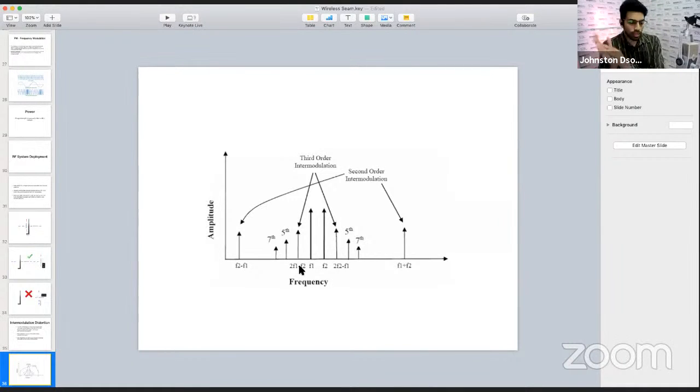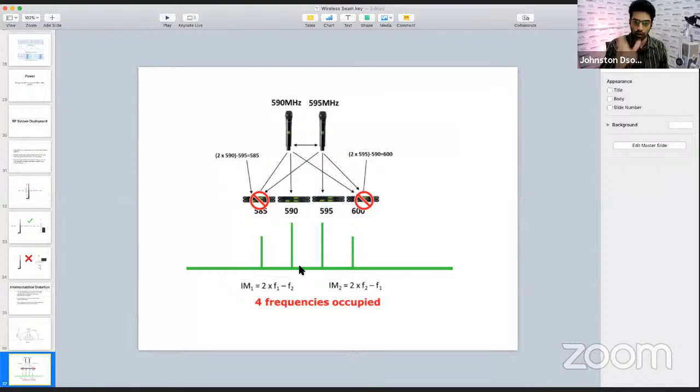So did you understand intermodulation? It is basically nothing but the formation of harmonic frequencies that can interrupt your RF signal. All right. Now look at this example. Let me make it bigger.